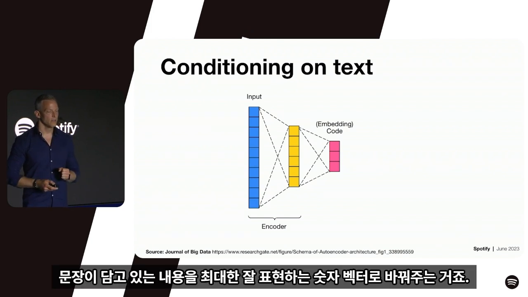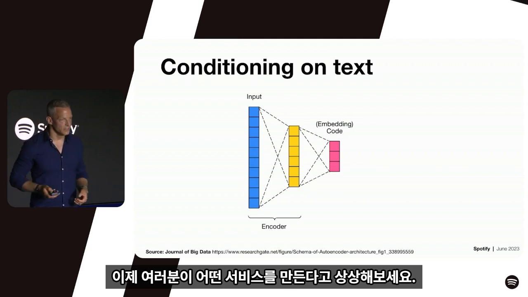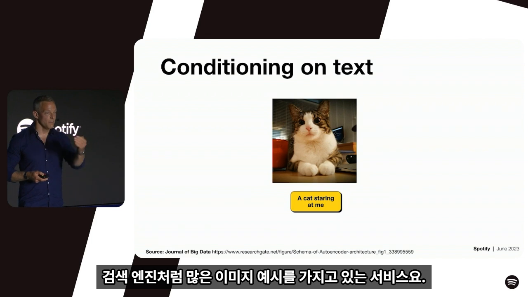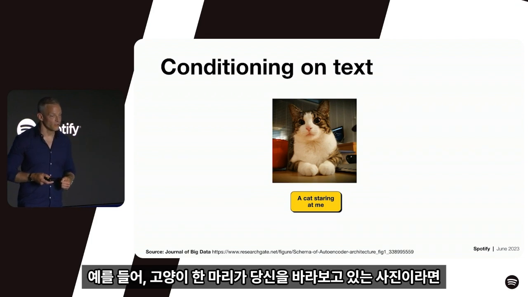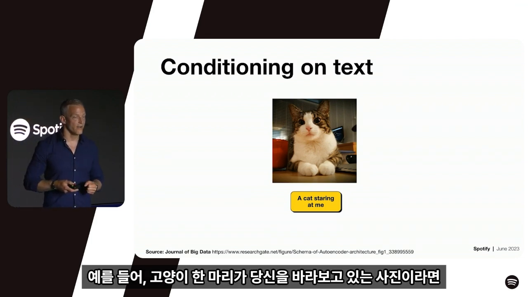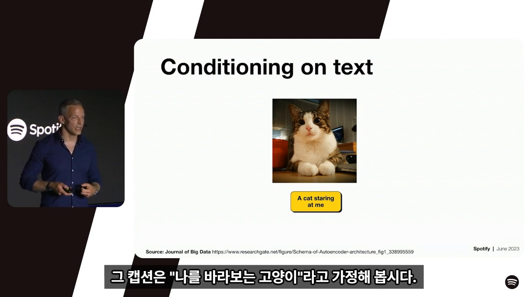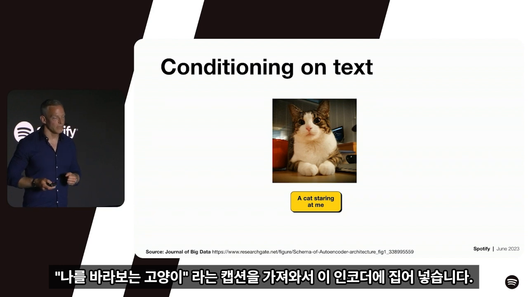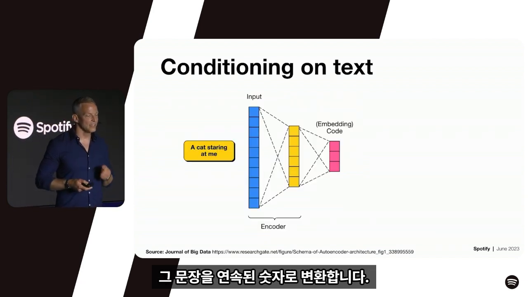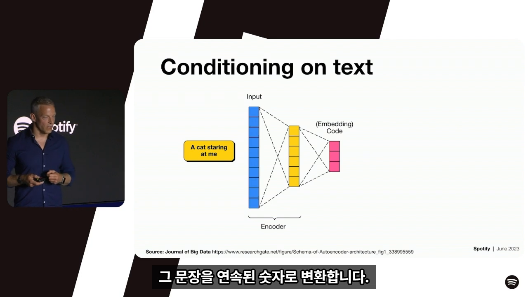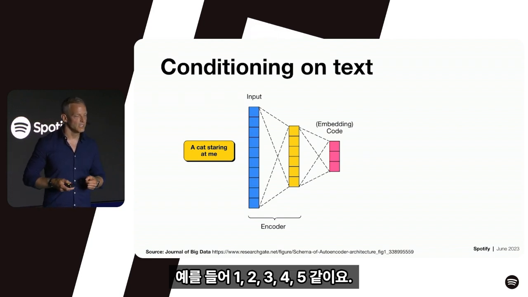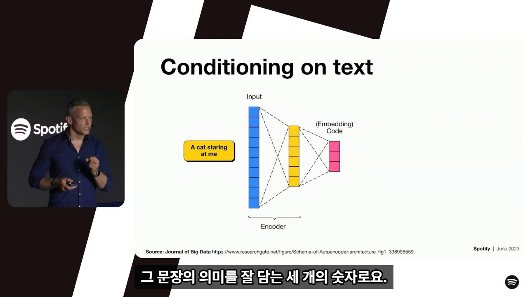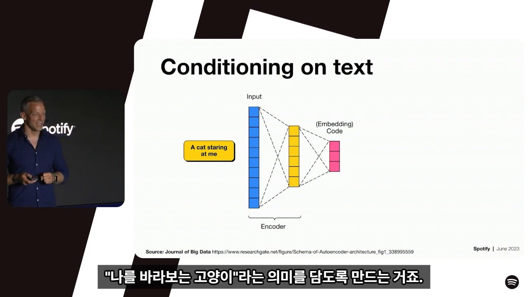Okay, so now let's imagine that you're a service, let's say a social network or search engine that has a lot of examples of images and captions to that image. So for example, maybe a picture of a cat staring at you and the caption, a cat staring at me. Now what you can do is the following. You can take that caption, a cat staring at me, and you can take this encoder. You can take that sentence, which then again is just a sequence of numbers, so 1, 2, 3, 4, 5 numbers. And you can ask this network to compress it into these 3 numbers that hopefully captures what it means to be a cat staring at me.